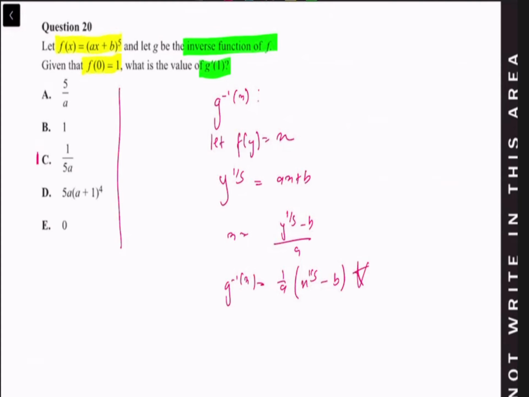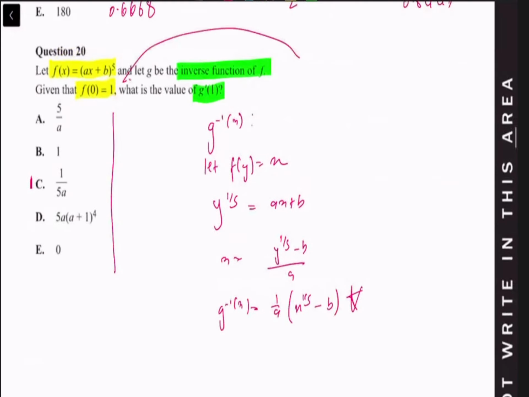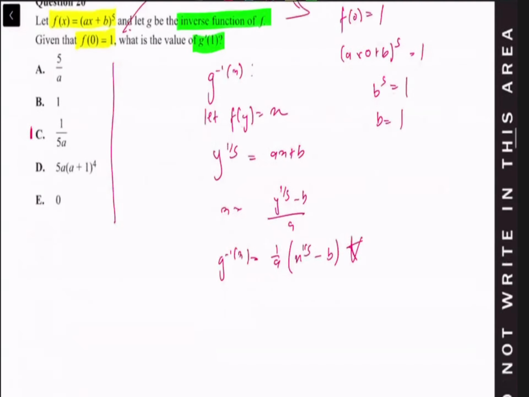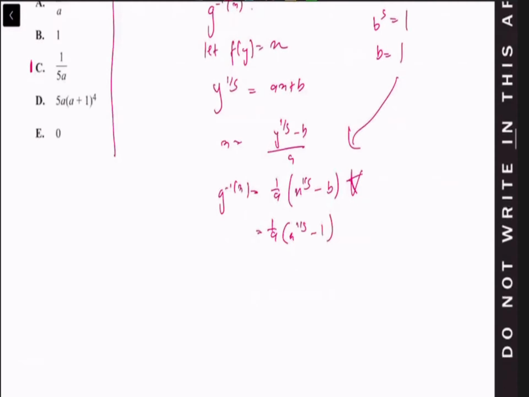So then we have to use the information to get rid of b, and the information we're going to need is this one. So F(0) equals 1. So that means a times 0 plus b to the 5 equals 1. So b to the 5 equals 1. So the only answer b could be is 1. So now we can sub b into here. So 1 on a, x to the 1/5 minus 1.